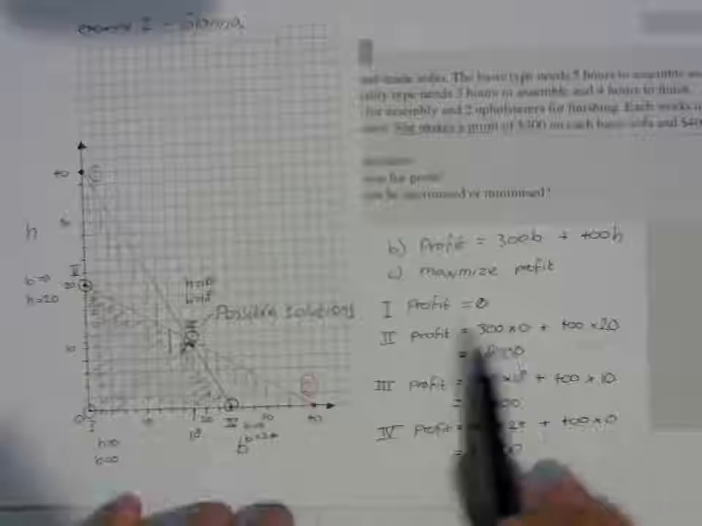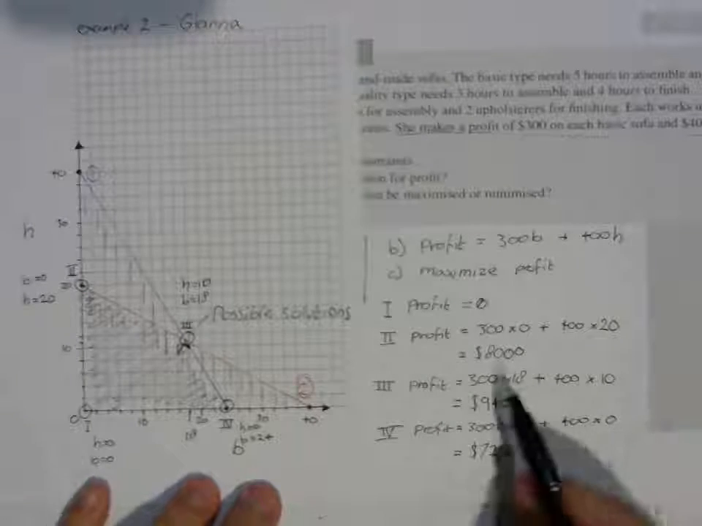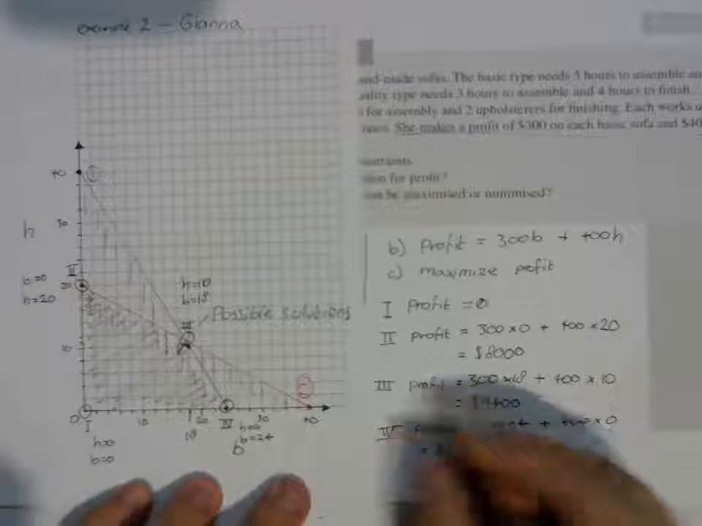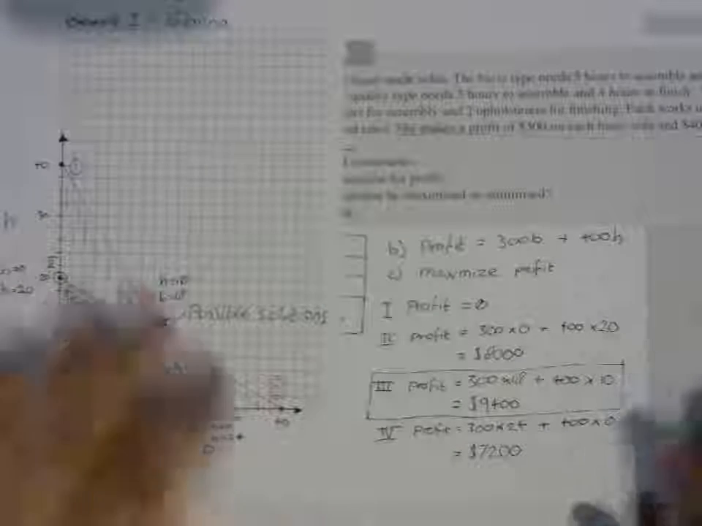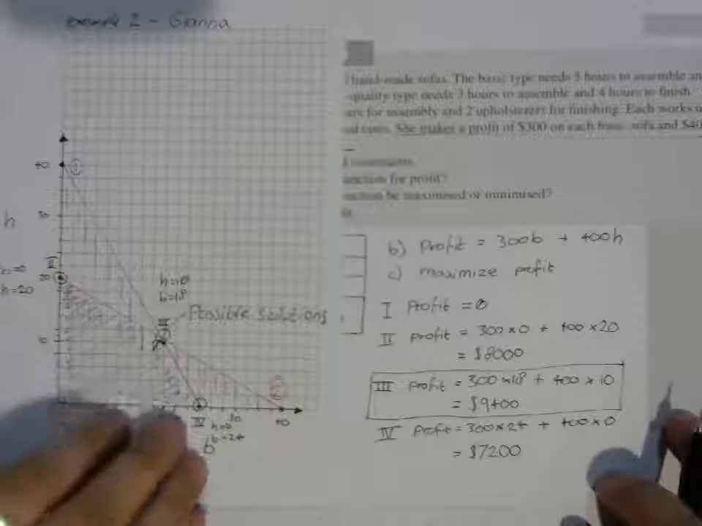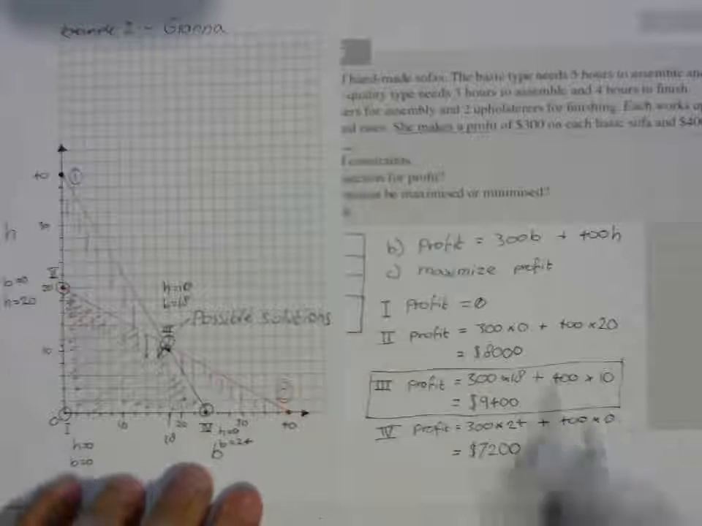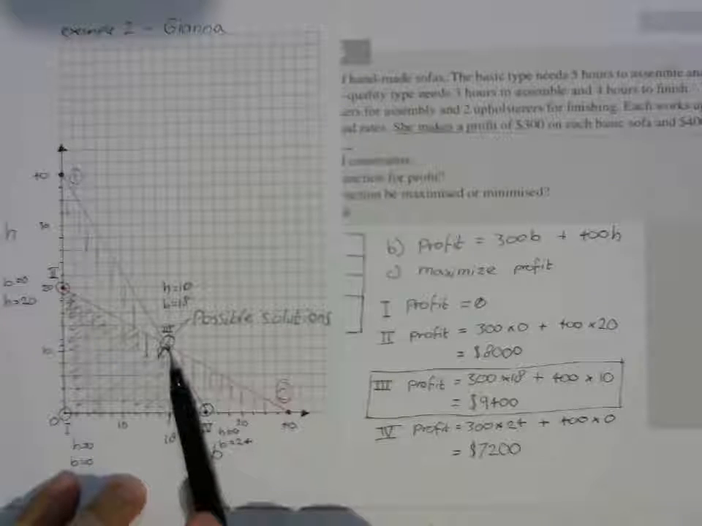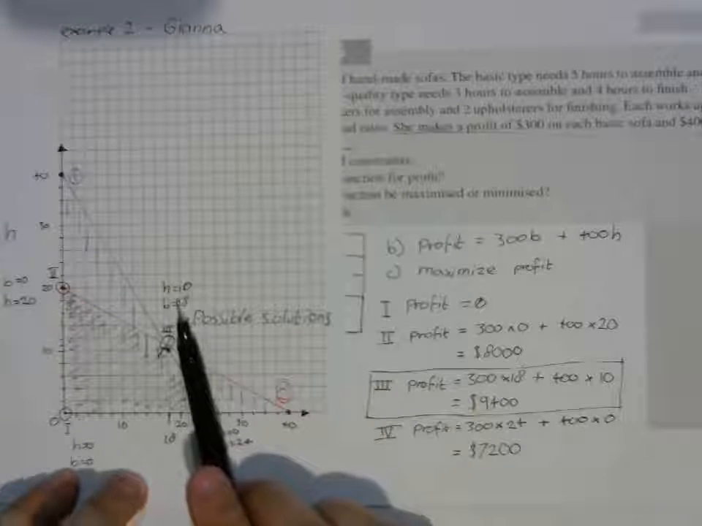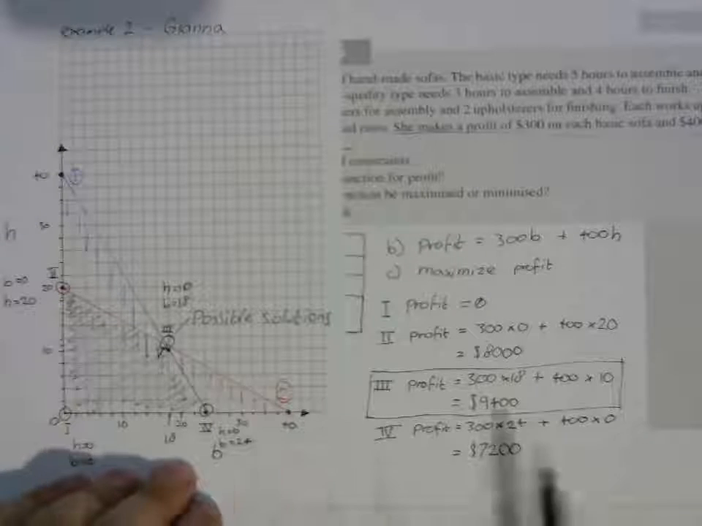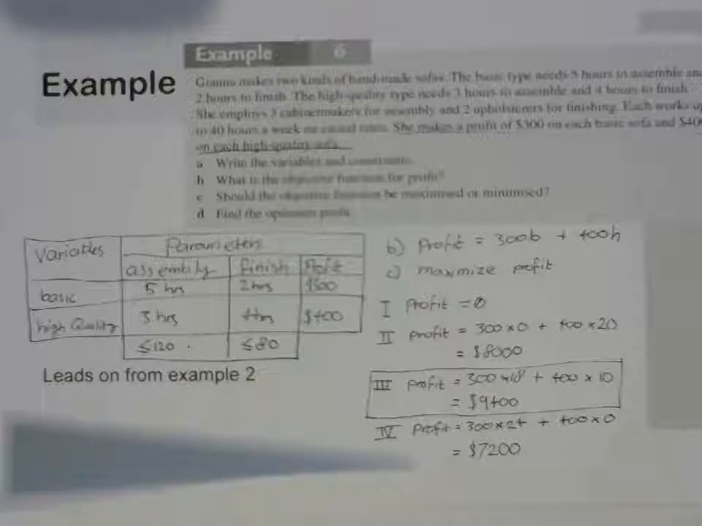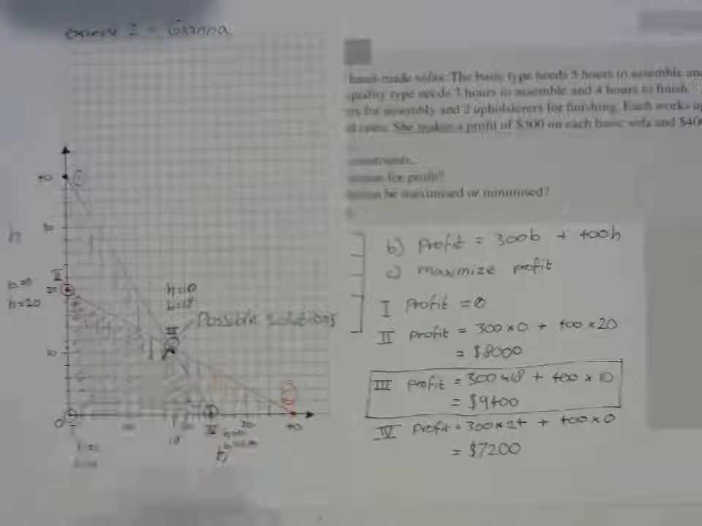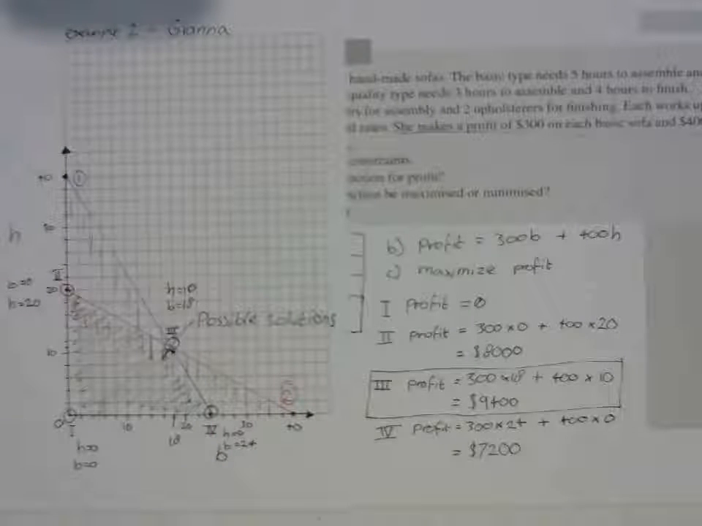Now we want this profit to be maximized, so we look for the largest value, and we can see that that equates to point number 3. So the optimum solution, the best solution, is to make 18 basic couches and 10 high quality couches, which corresponds to a profit of $9,400. And that is how we determine the optimum solution, the best solution to a problem.